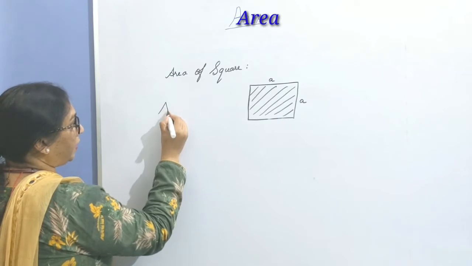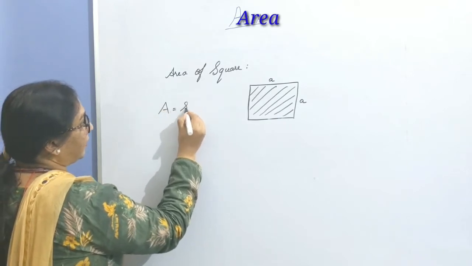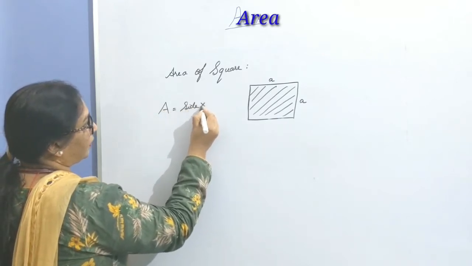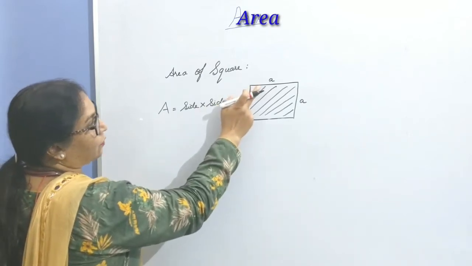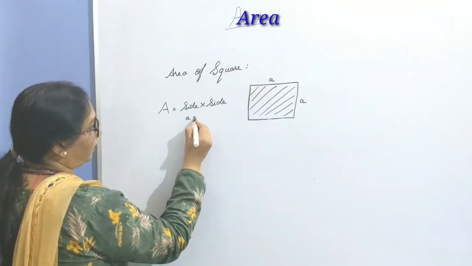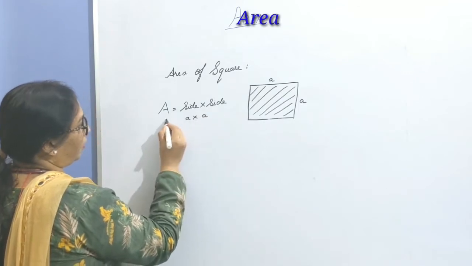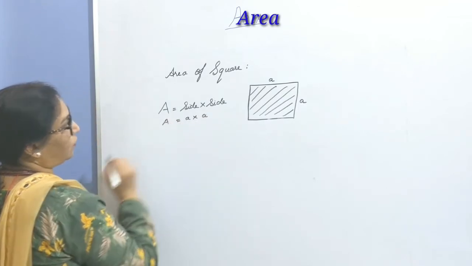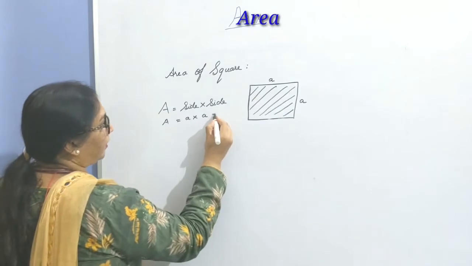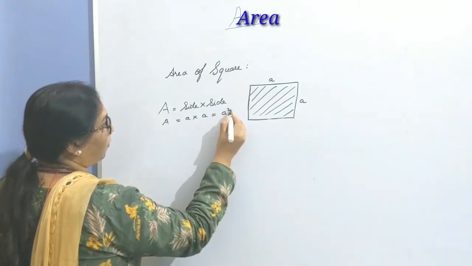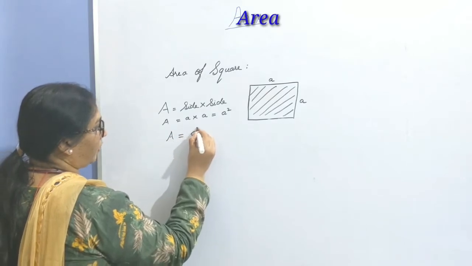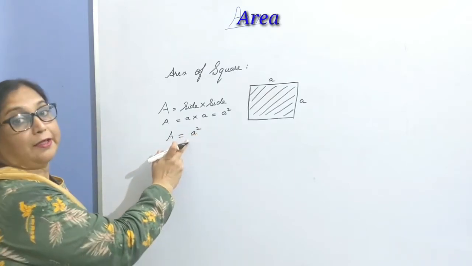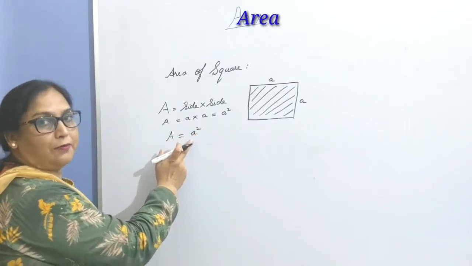Area of a square is side into side. What is each side of the square? Small a. So we can say small a into small a. Area of the square is a into a, which can be written as a square. Hence area of a square equals a square, where a is the length of each side of a given square.